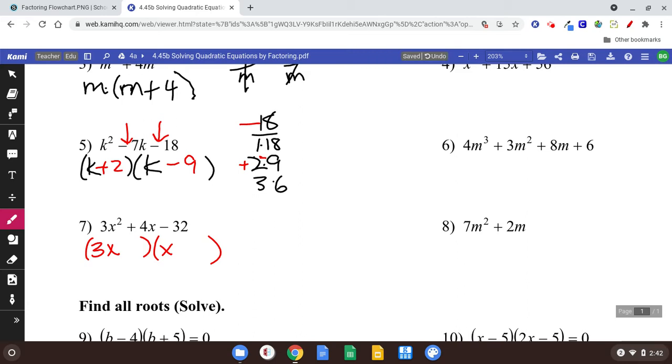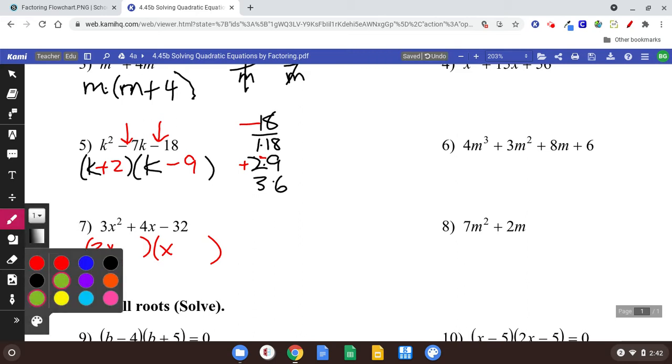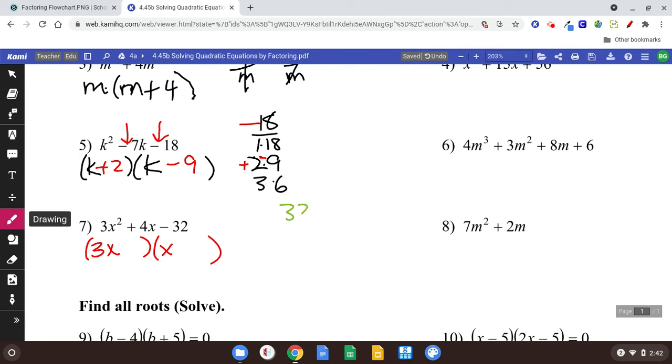Treat it kind of like an easy trinomial. We need to find numbers that multiply to 32. It's really negative 32, but we can deal with the negative later. 1 times 32, 2 times 16. 3 doesn't go into 32. 4 times 8. 5 doesn't go in. 6 doesn't go in. 7 doesn't go in. I've already done 8. That's it. Those are the only ways to multiply and get 32.